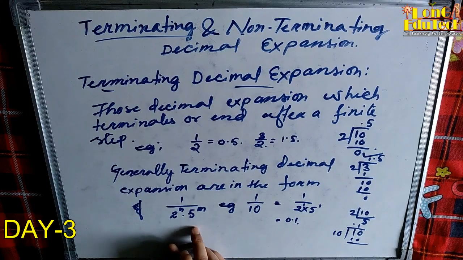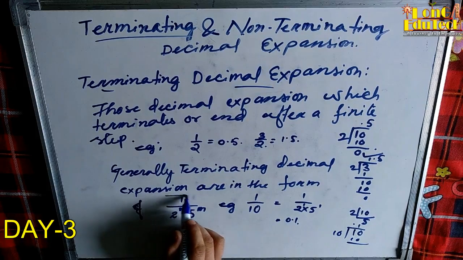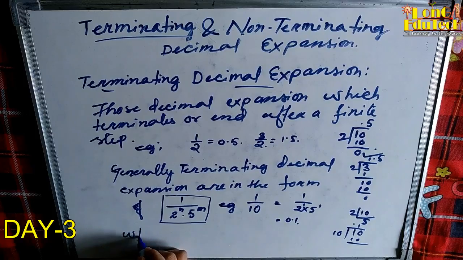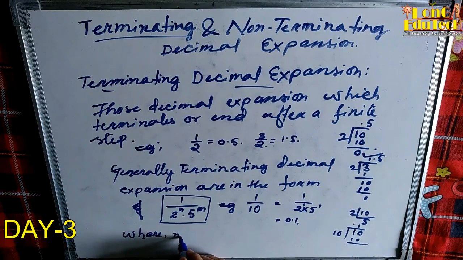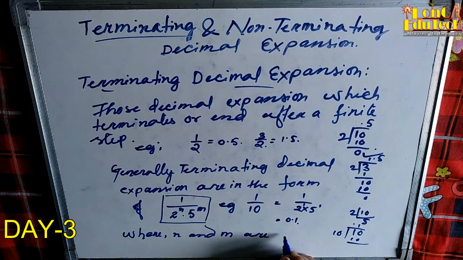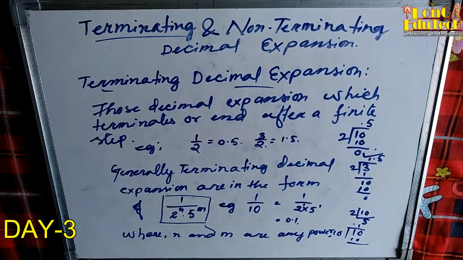So this is a terminating decimal expansion, which will be in the form of 1 by 2 to the power n into 5 to the power m, where n and m are any power, or you can say integers, no problem if it is minus also. So this is all about terminating decimal expansions.